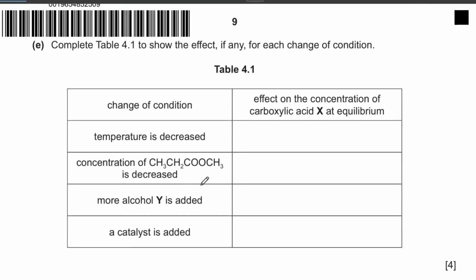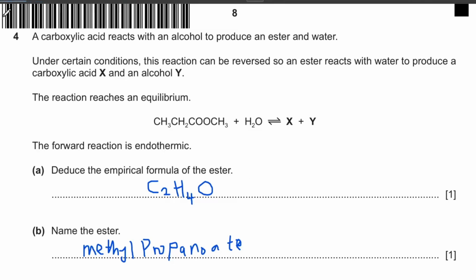E. Complete table 4.1 to show the effect, if any, for each change of the condition. Change of condition. Effect on the concentration of carboxylic acid X at equilibrium. Temperature is decreased. Now for us to answer this question, we need to go back to the equation of the reaction. Remember that the equation says the forward reaction is endo, so this is endo, and then this is exo.